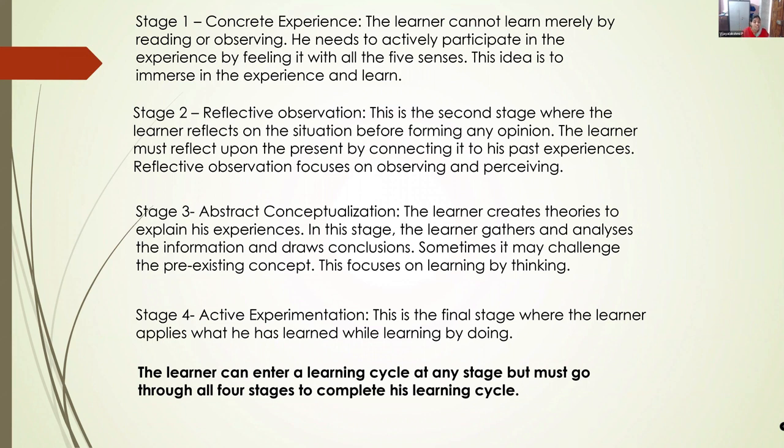Stage two is reflective observation. When we view the object like this, children, they'll come to the conclusion, they'll ask the questions by themselves. This is the second stage where the learner reflects on the situation before forming any opinion. Before they are framing the equation, before they are framing the formulation, children, they will understand it.